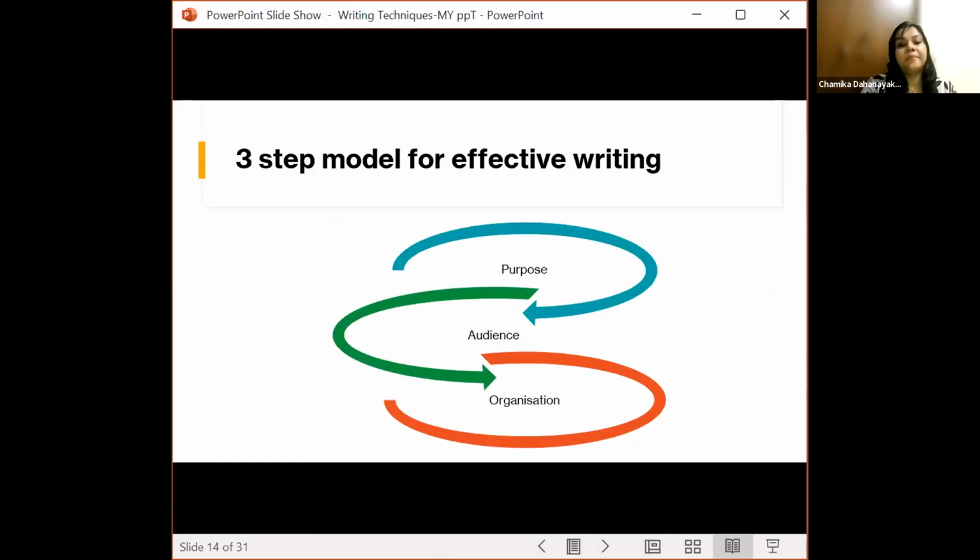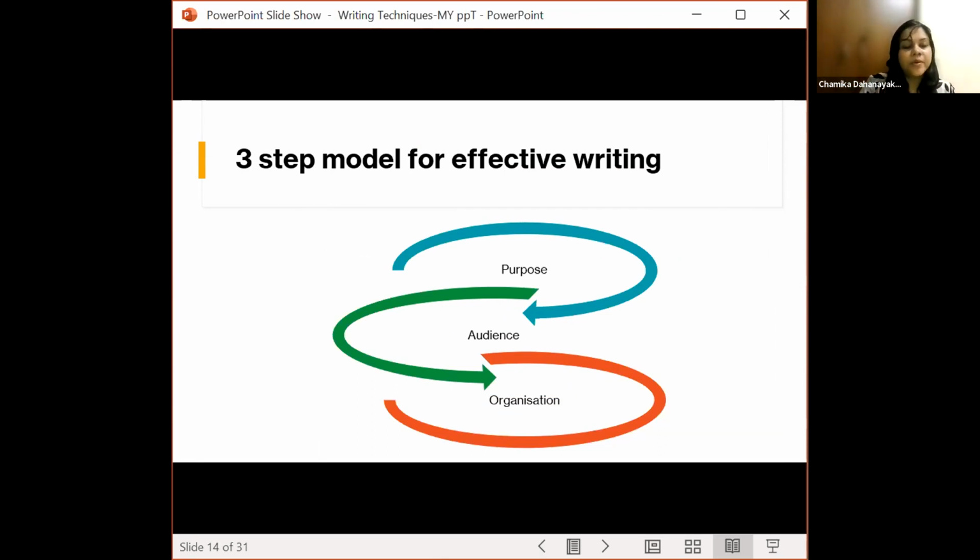The three-step model for effective writing. First of all, analyze your purpose. Second, analyze your audience. Then organize and use language in a manner that helps these different audiences and purposes to match with one another. Right? So I hope the session is clear to you.